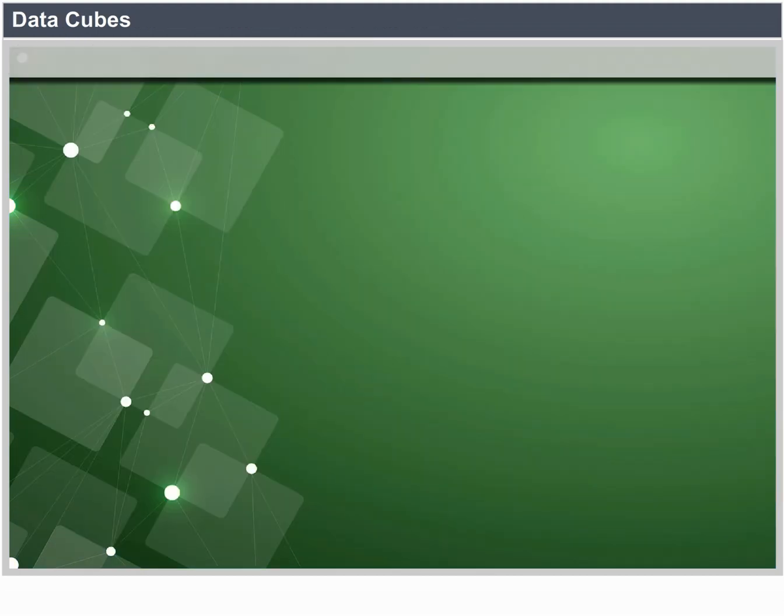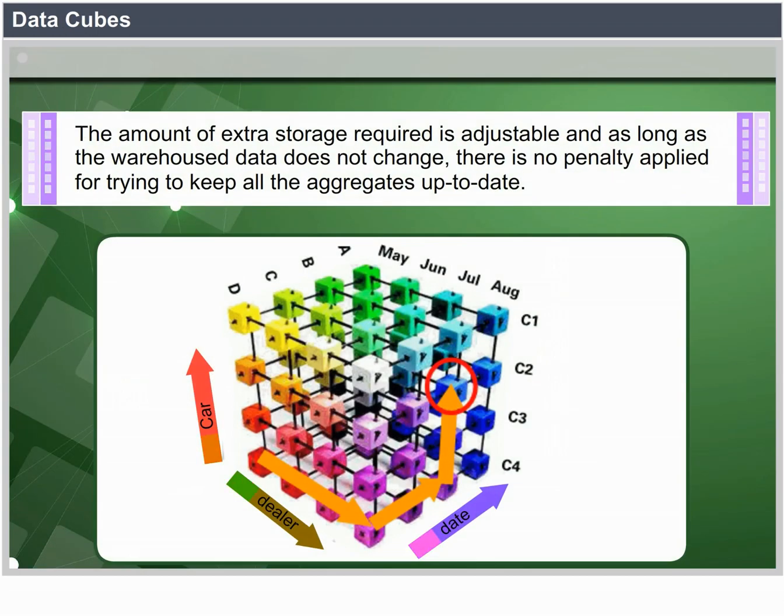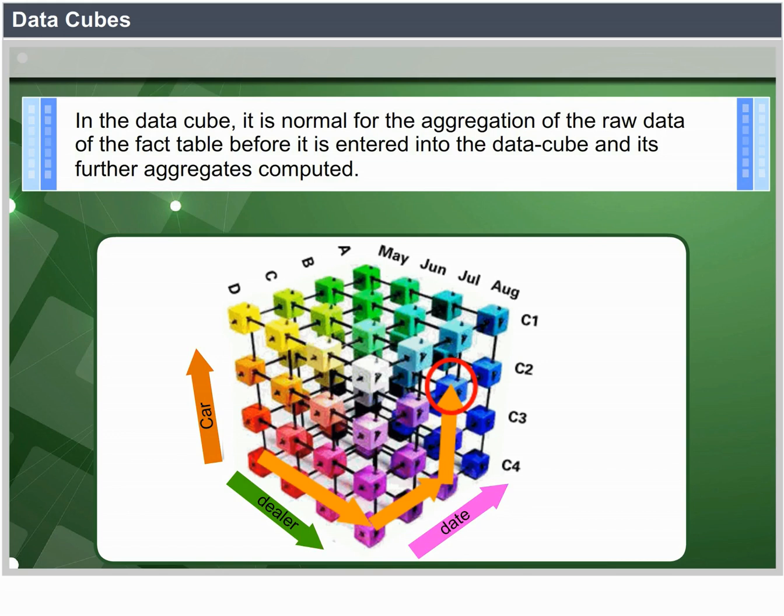Data cubes. The amount of extra storage needed is often tolerable, and as long as the warehoused data does not change, there is no penalty incurred trying to keep all the aggregates up to date. In the data cube, it is normal for there to be some aggregation of the raw data of the fact table before it is entered into the data cube and its further aggregates computed.